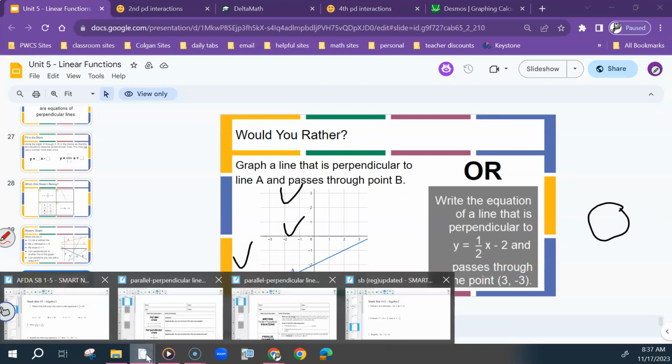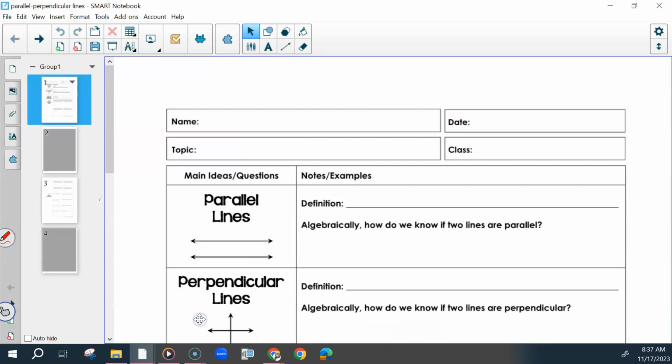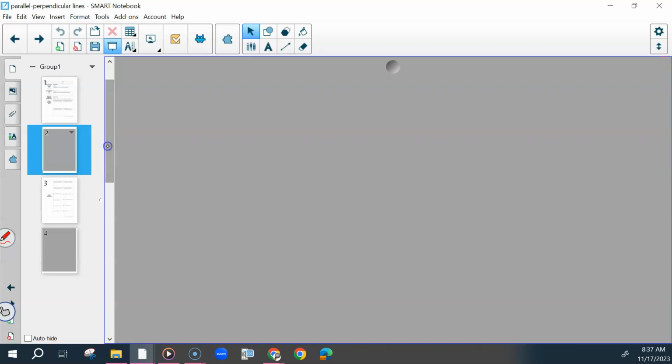So last class was to kind of introduce you to parallel and perpendicular lines if you didn't know what those were, kind of loosely talk about the definition. Today we're actually taking notes about parallel and perpendicular lines, so I'm going to have you write these definitions down first.